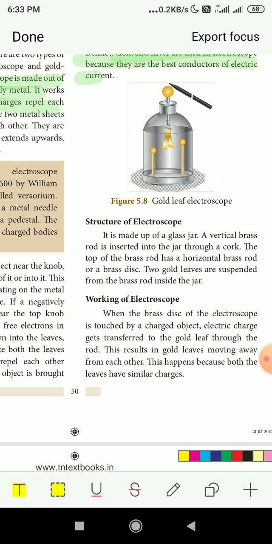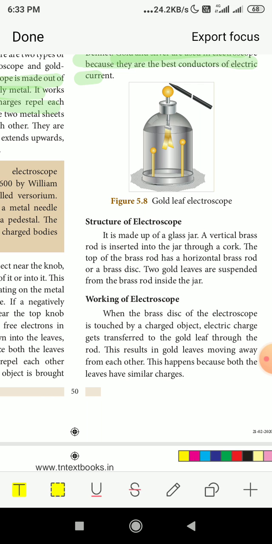when we bring it near to that knob on the top, that bowl-like structure on the top, electric charge gets transferred through the rod from that object. It will transfer all the electric charges down towards the leaves. This results in the gold leaves moving away from each other. They both will be moving away. Why? This happens because both the leaves have similar charges.